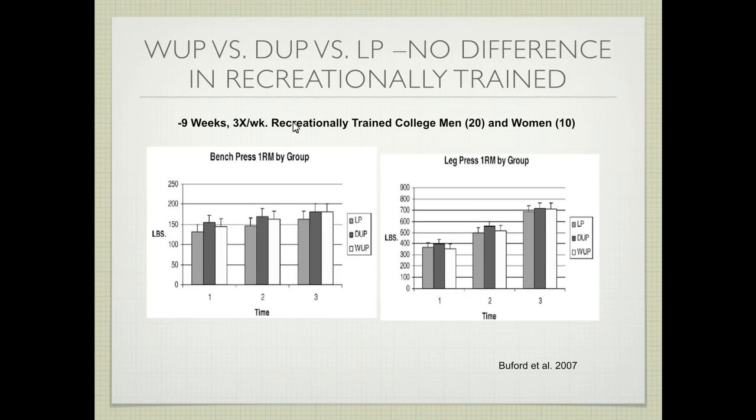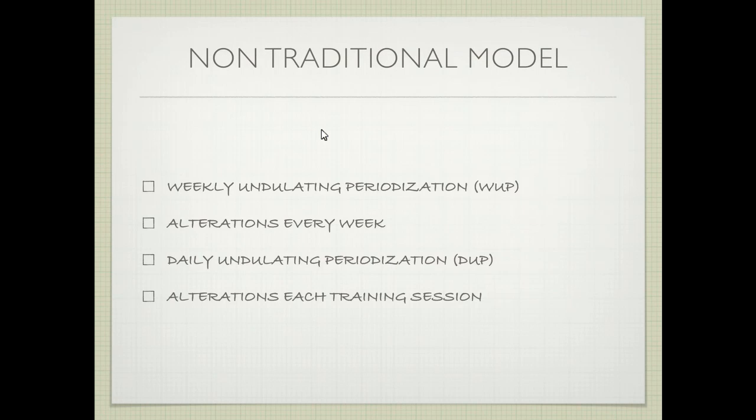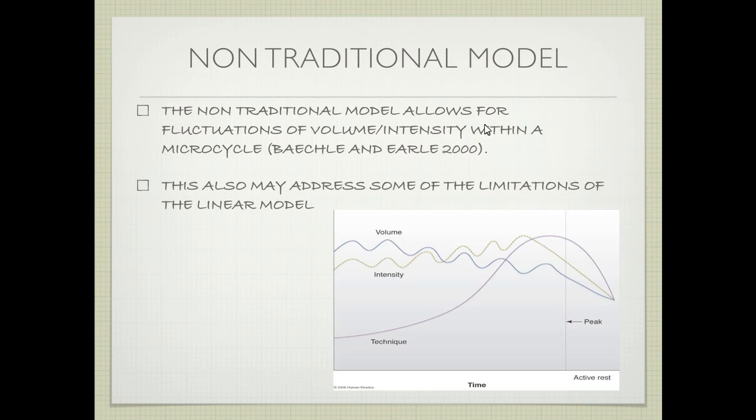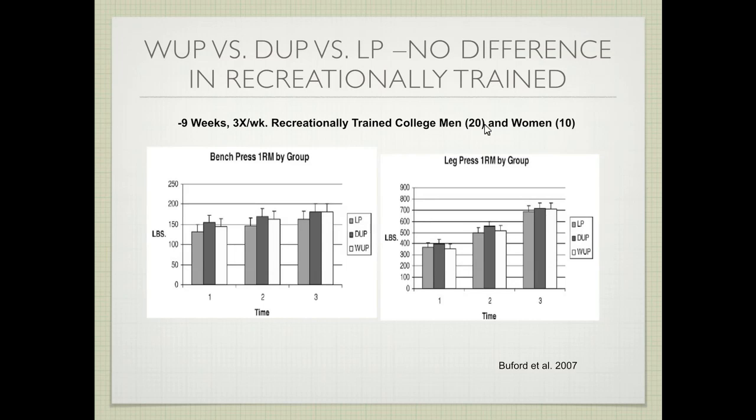However, you need to look at the population. If you go back to the Willoughby study, he used active college males, which are novice individuals. They're not well trained. In this study, they were recreationally trained, meaning, again, they were not well trained. And you can see that. Their bench press was around 135 starting to 150.